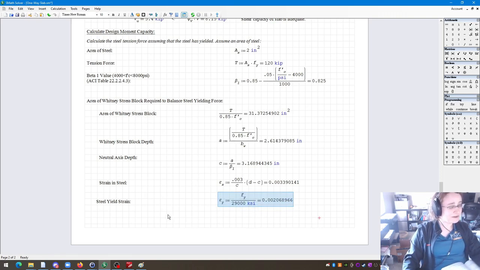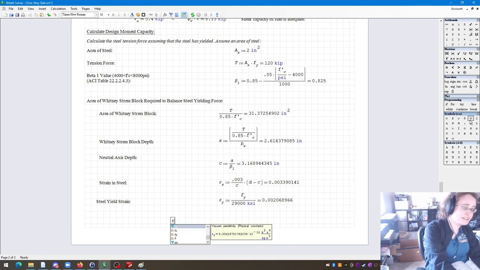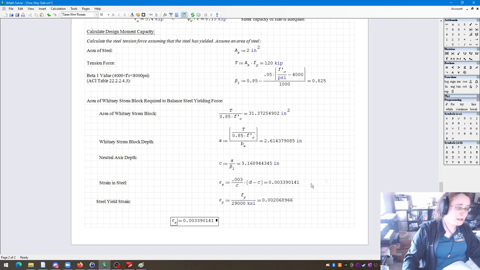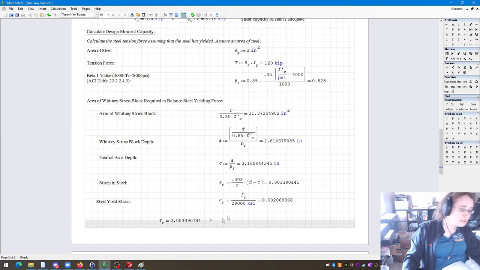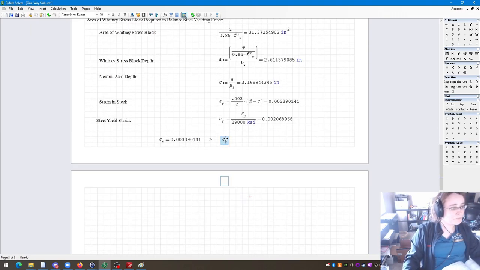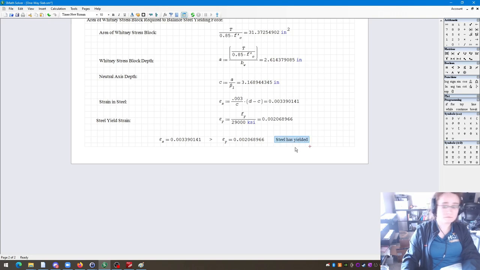So it turns out that our steel actually has, in fact, yielded. Epsilon S is equal to, actually, let's just write this out explicitly, which is, in fact, greater than our epsilon yield. So our assumption is actually true. So yes, the steel has yielded.